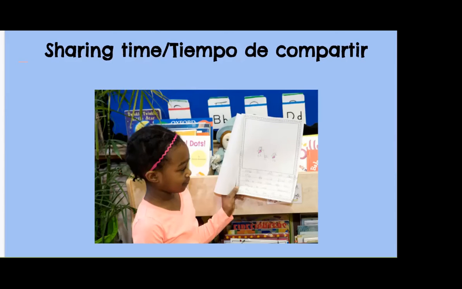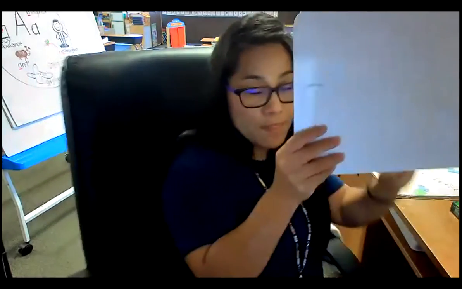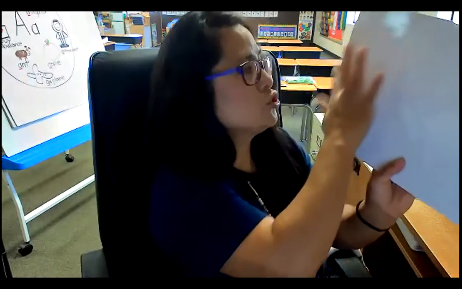So there's a little girl right here. She's sharing her story and she has her words of what happened in her story. And then she has her picture that she drew, okay? So now I'm gonna show you in my screen how that looks like. So I'm gonna show you on this, but I don't want anybody writing their story on their whiteboard. Your story should be written in your writing book, okay? So this is what you're gonna do today, okay?